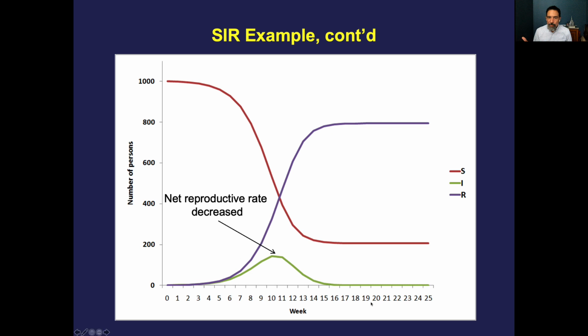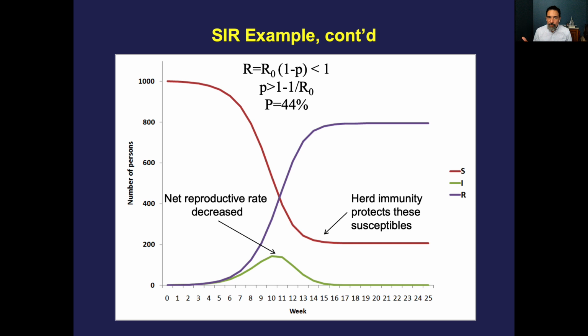The purple line shows the number of people in the population that are recovered and immune. And for an R naught of 1.8, we can estimate the proportion that needs to be immune in order to prevent outbreaks going forward, the herd immunity proportion. For an R naught of 1.8, it's about 44%. So there remain also susceptibles in the hypothetical population at the end of this outbreak, but because of herd immunity, they are protected.